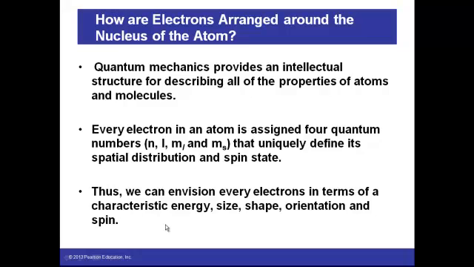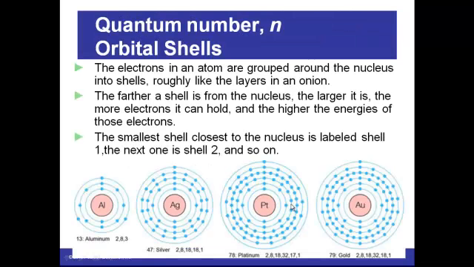So we can envision every electron in terms of its characteristic energy, size, shape, orientation, and spin. Our first quantum number, the n number, we've already been exposed to. These are the orbital shells, and they correspond to the periods in the periodic table. This is what we were talking about as far as the layering that reminds me of the onion shape. This is a little bit oversimplistic because the shapes of the orbitals we're going to see are very dramatically different, but you can think of the atom as having layers, just like onions do.